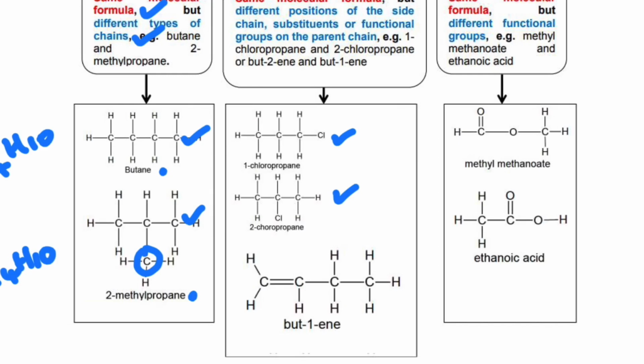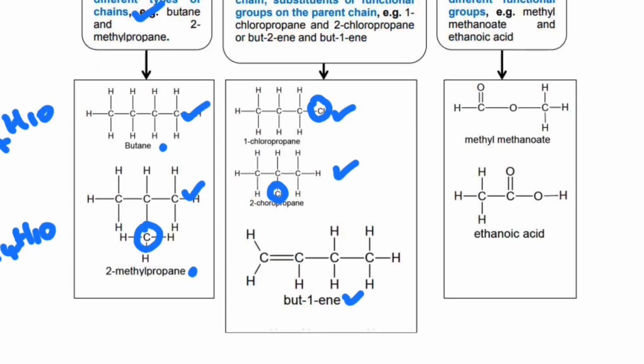In the first compound, the functional group, which will be our halogen, is on the first carbon. And then in 2-chloropropane, the halogen is on the second carbon. Overall, they have the same molecular formula, but they have different position of functional group. That's how they differ. Let's take a look at this other example we have here.